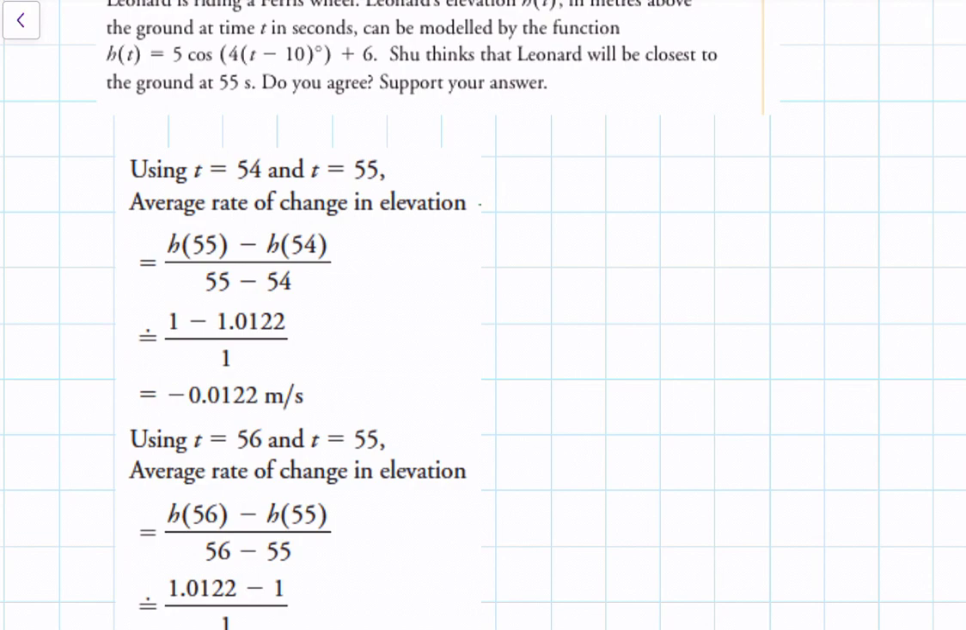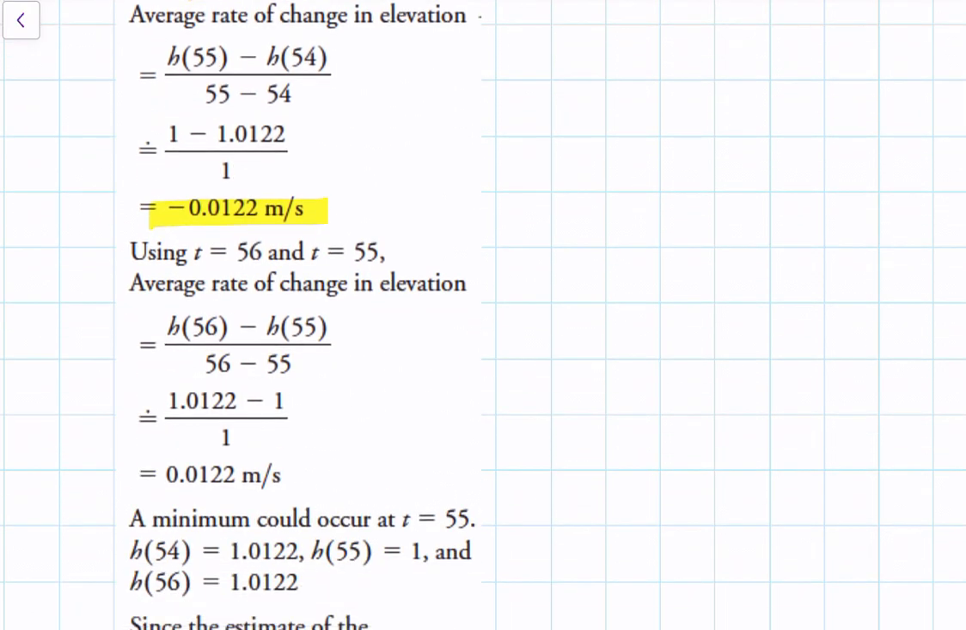So first, our first piece is looking at the average rate of change at a value that is smaller than 55. So we're using 54 and 55 seconds, and this is our resulting average rate of change using those two values. And then we're going to use a piece that is bigger than our desired time. So we're going to use 56 seconds and 55 seconds, and that's going to give us this piece right here.